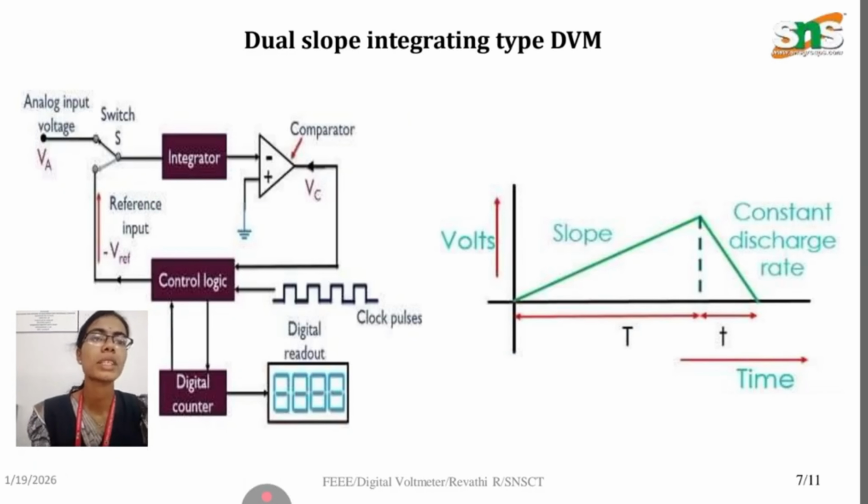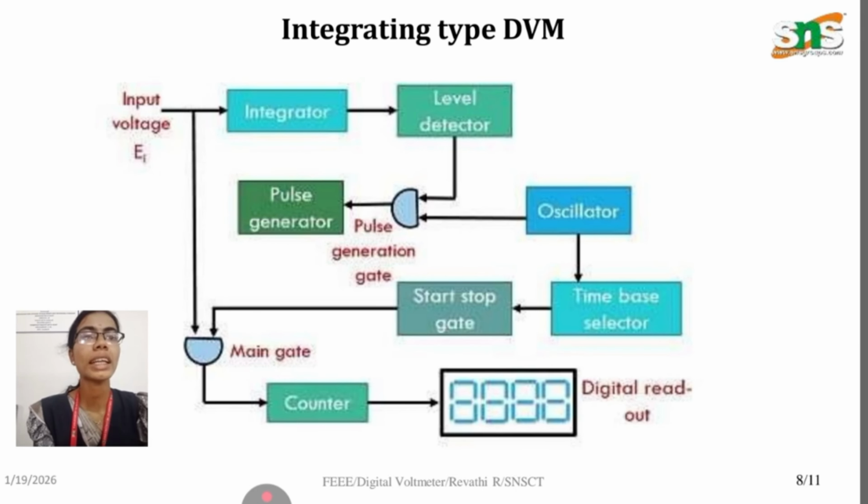The dual slope type uses an integrator, control logic and digital counters, with the same mechanism employed in the ramp type. In the dual slope integrating DVM, the voltage is raised constantly, and the slope and the constant discharge rate are changed based on the time period. In the integrating type, a direct level indicator, pulse generator, oscillator, start stop gate and time base selector counter circuits are used, whereby the analog input voltage is converted into a digital readout.